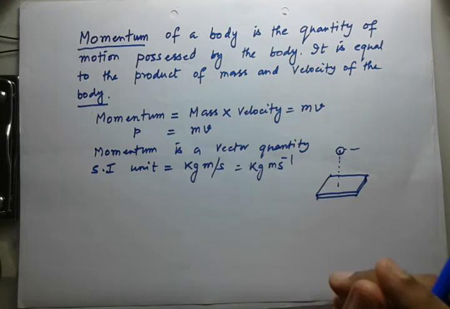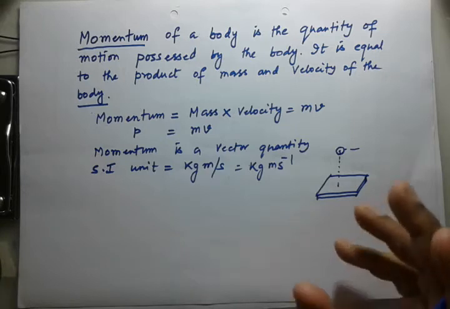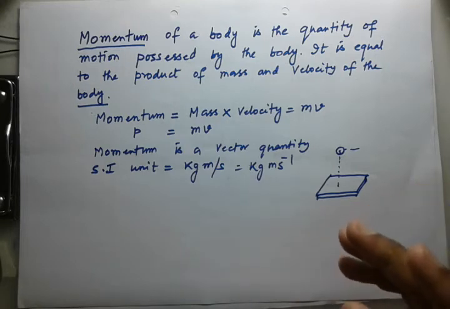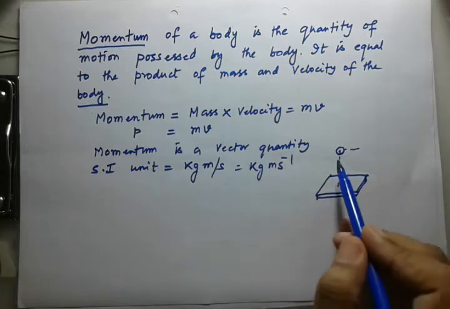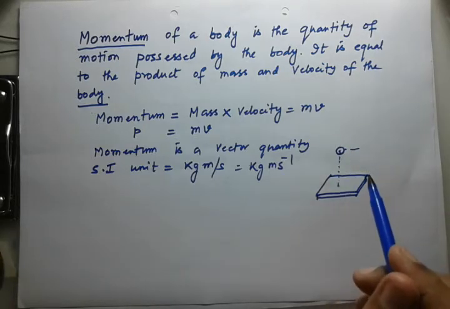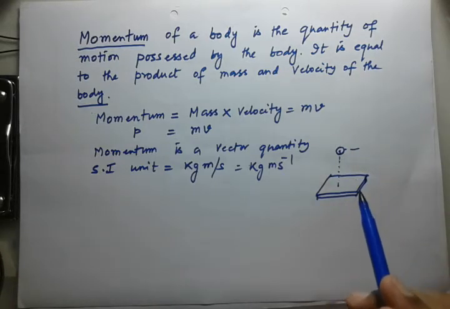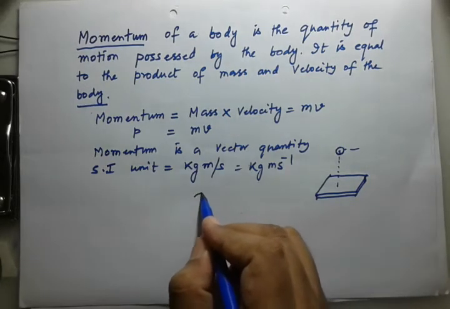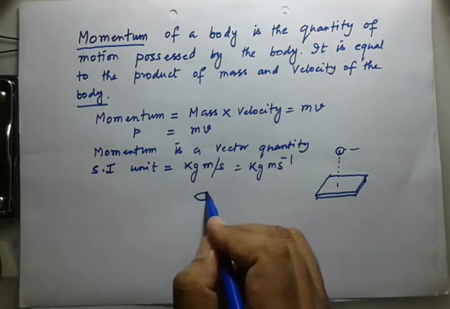So you can understand that when the heavy ball is dropped from the same height, the glass breaks. Why? Because the heavy ball has more momentum than the cotton ball. Another example: if I take a small bullet here, this is the bullet.